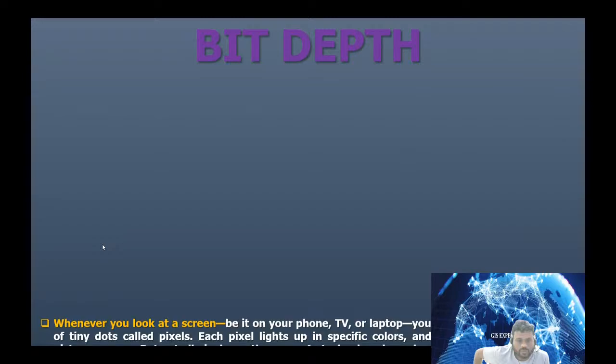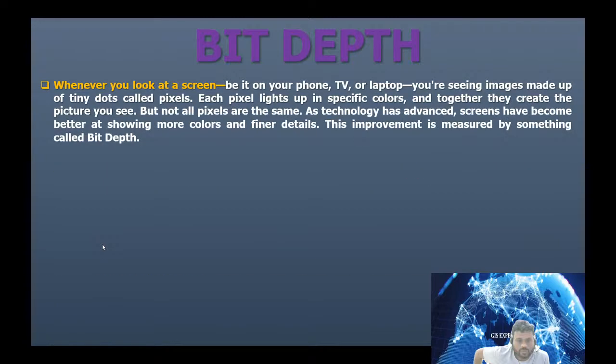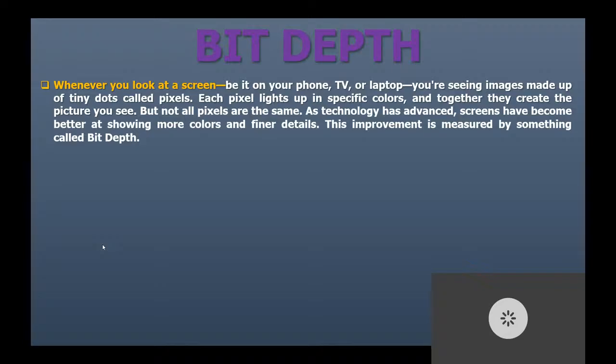So what is the bit depth? Whether on your phone, TV, or laptop, you are seeing images made up of tiny dots called pixels. Each pixel lights up in a specific color and together they create the pictures you see. Not all pixels are the same. As technology has advanced, screens have become better at showing more colors and finer detail. This improvement is measured by something called the bit depth. And how bit depth works, we will see here.